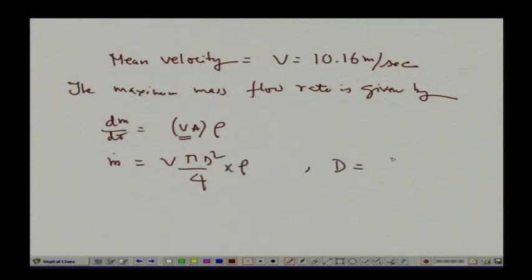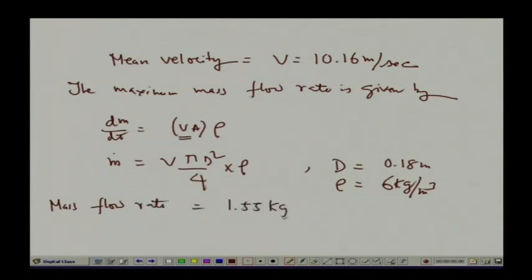Now, d here is 0.18 meter. If I put everything there, because rho is 6 kg per meter cube, the density of the fluid, I will get the mass flow rate equal to 1.55 kg per second. This is one answer, this is another answer, right.